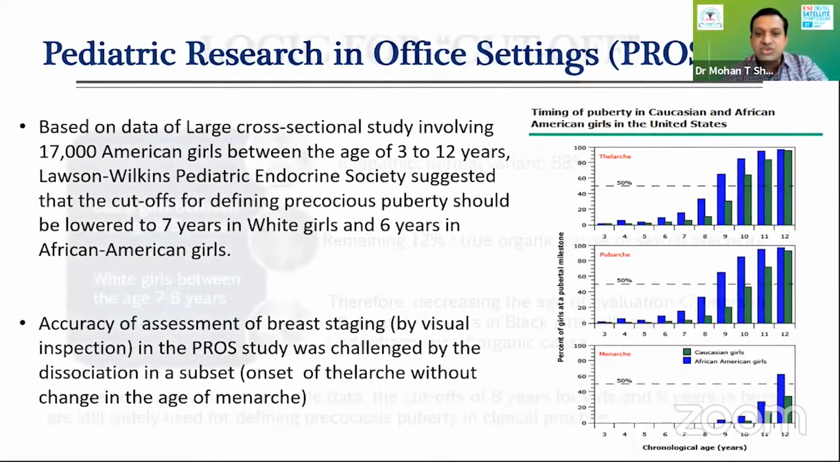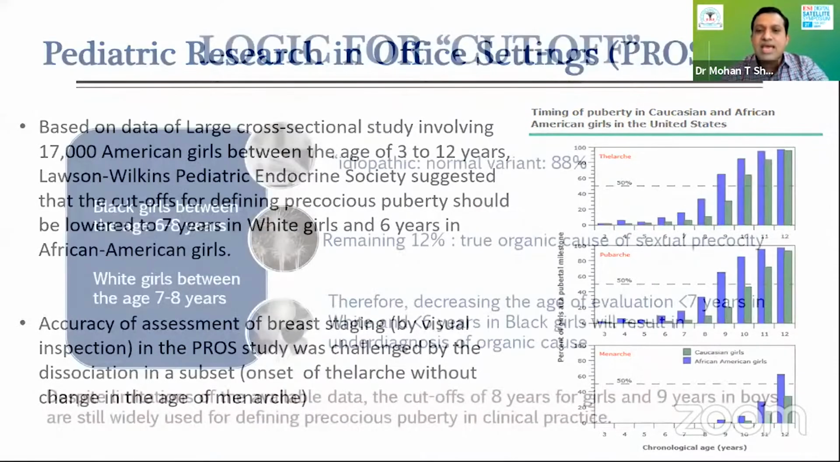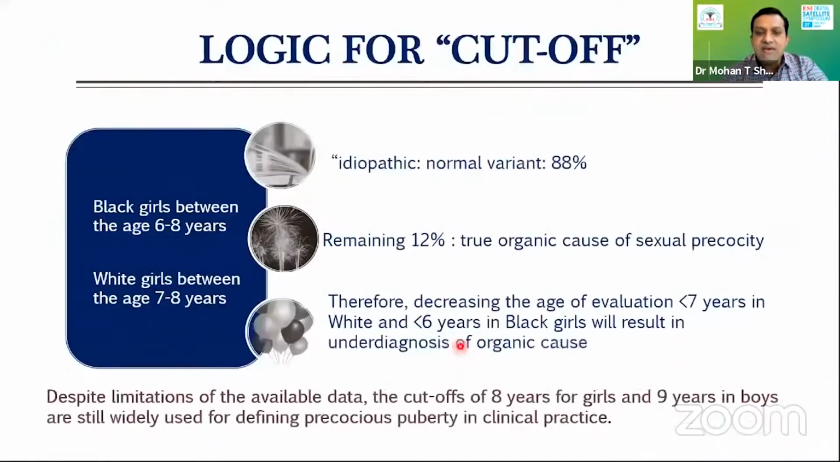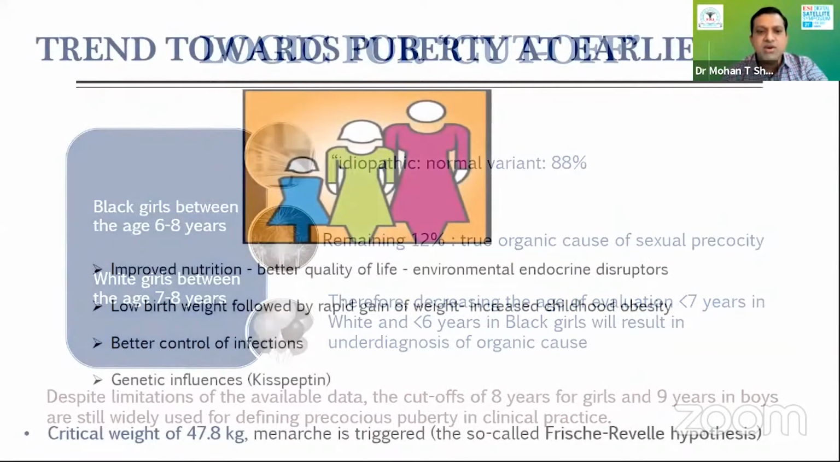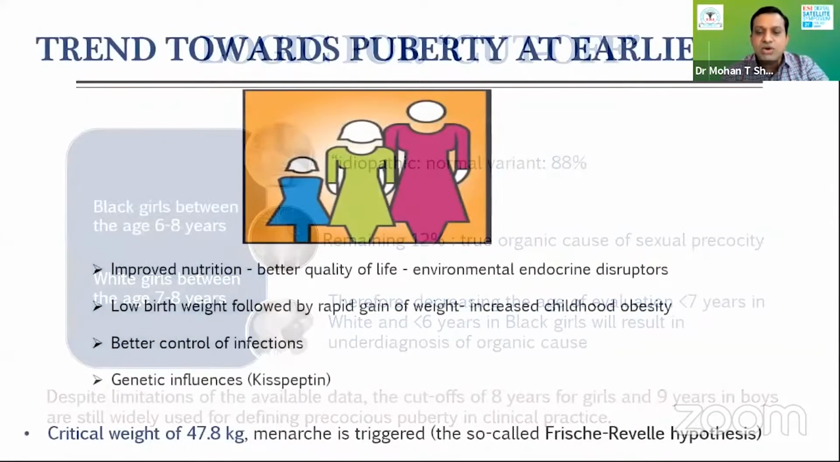And the studies further showed that decreasing the age of evaluation will result in underdiagnosis of organic causes. That means we will have more idiopathic normal variant patients having normal puberty than true organic causes. That is why, despite limitation of the available data, the cutoffs have still been kept at 8 years in girls and 9 years in boys. So there is a trend towards puberty at an earlier age. Dr. Usha Sriram madam had already pointed out there is improved nutrition and better quality of life.